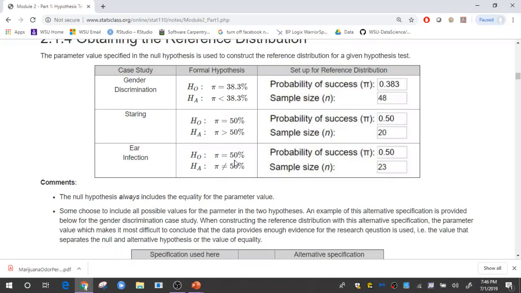For the ear infection example, we have parameter equal to 50% in the null hypothesis, not equal to 50% in the alternative hypothesis. Again, what we're putting in for the probability of success, or that pi value on that reference distribution app, is just that 50%. Now, the reference distribution app also requires us to identify the number of trials. For the gender discrimination, that was 48. For staring, that was 20. And for the ear infection, that was 23.